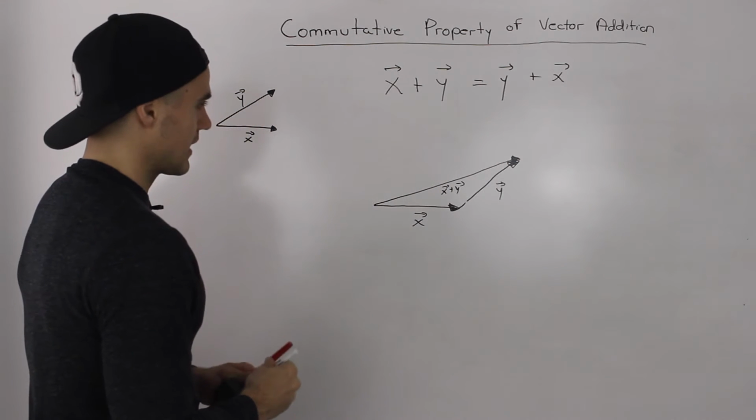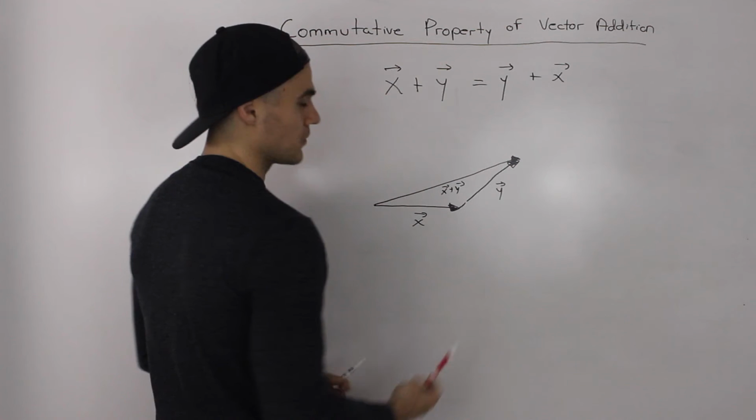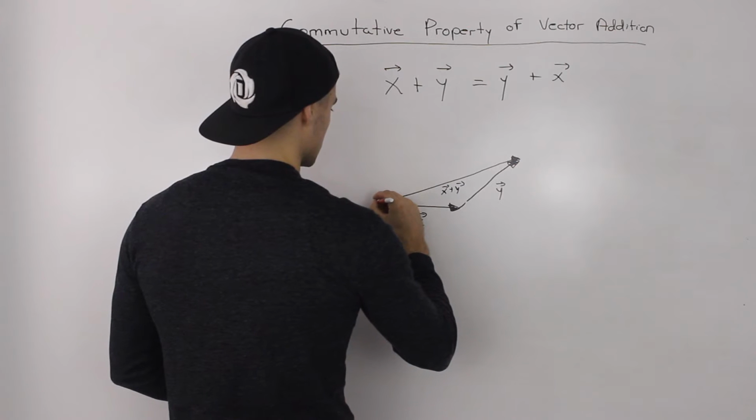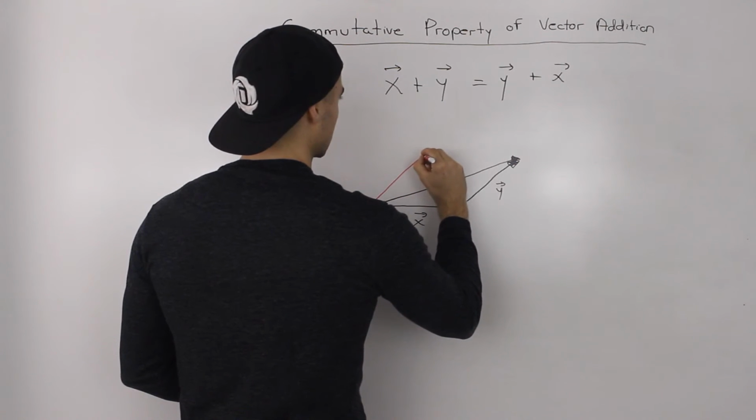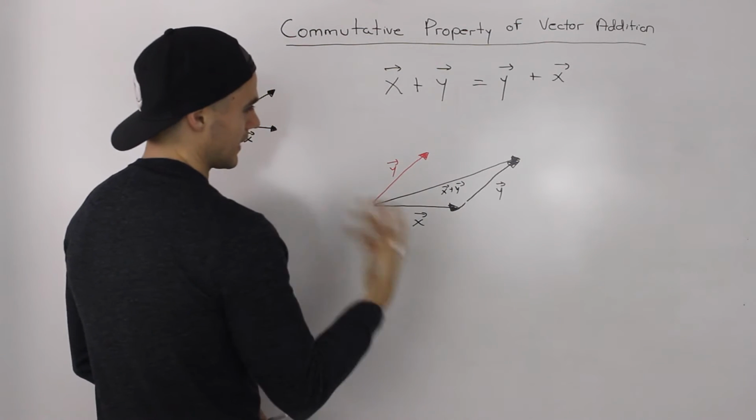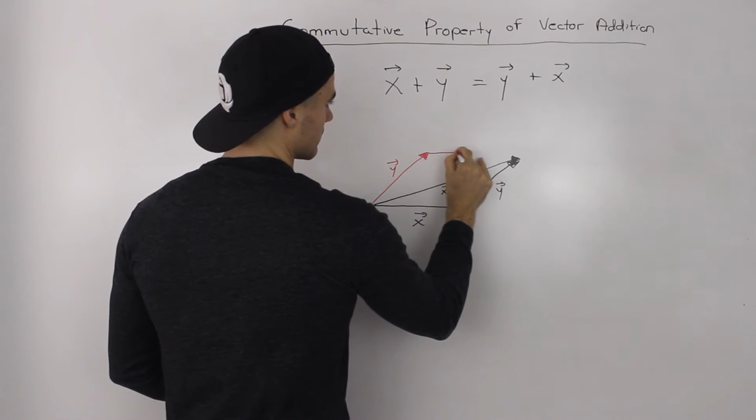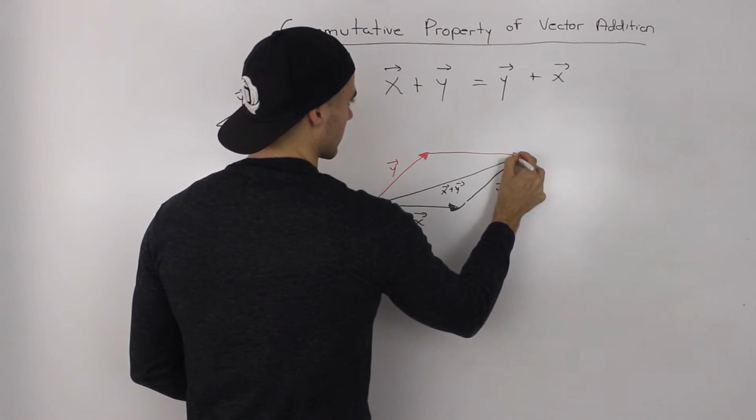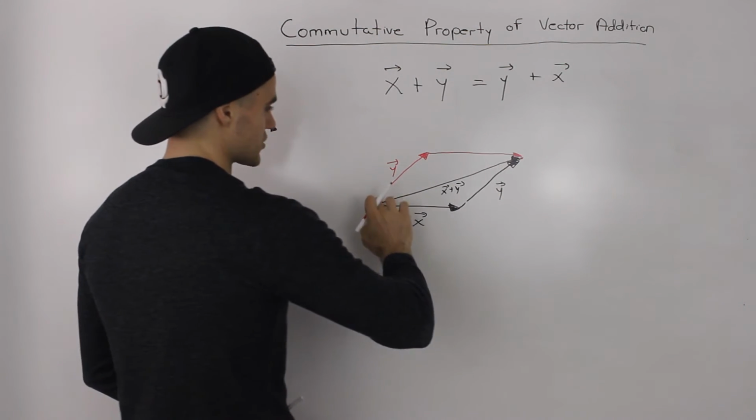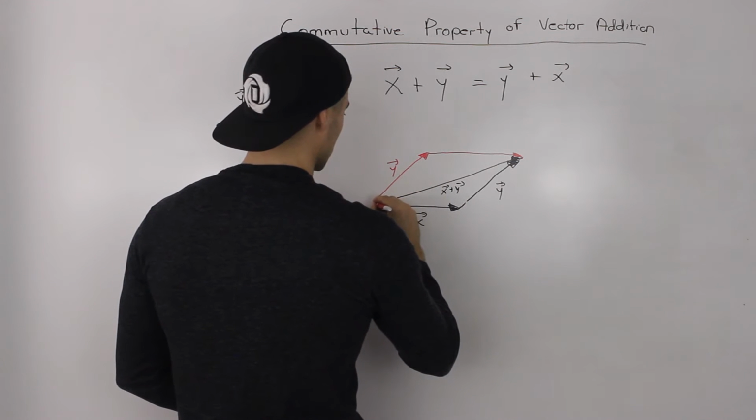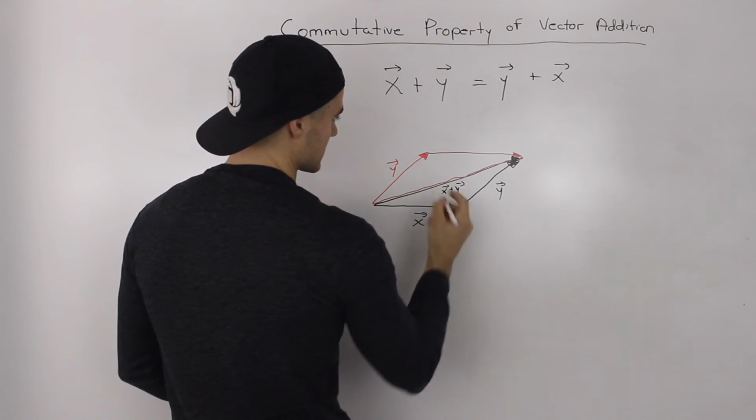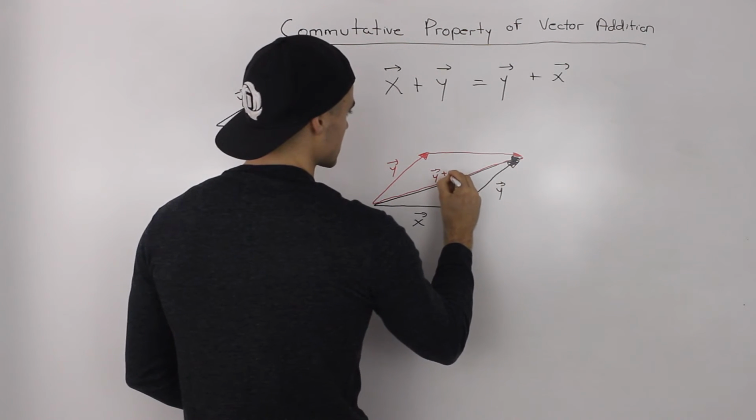Now, what if instead of starting with vector x, we started with vector y first, and then we added vector x to it? Well, if we start with vector y, it would look something like this. And then adding vector x on top of that, vector x goes this way. And notice how we end up at the same point. So the resultant here would be the same resultant as when we added x plus y. So this resultant here is y plus x.